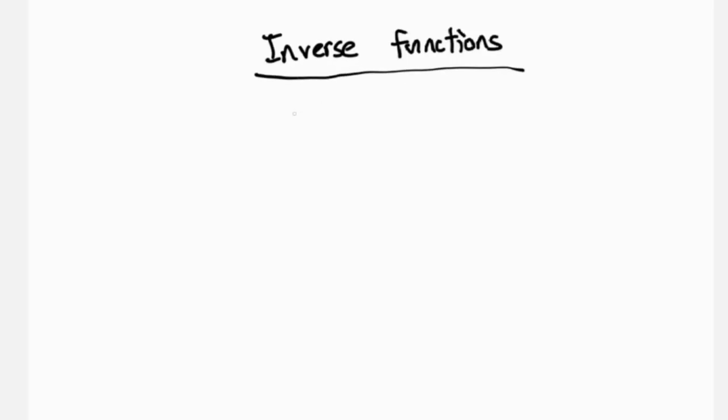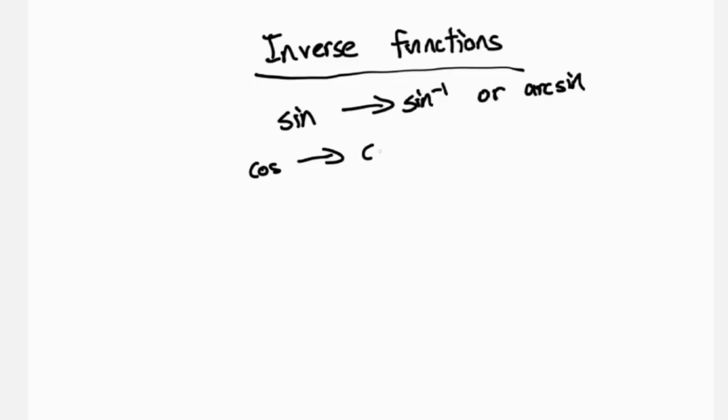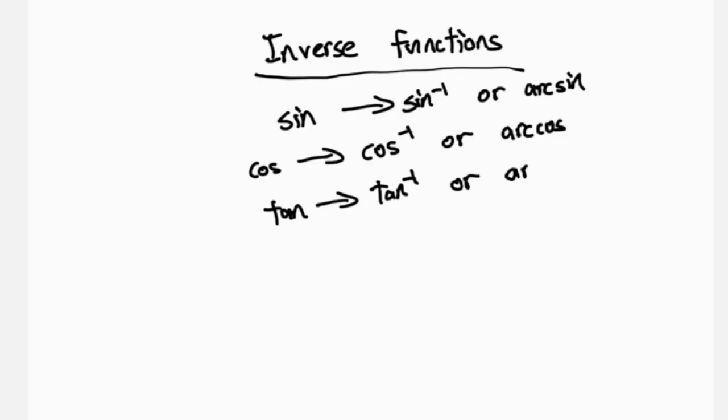Now, what about inverse functions? The inverse of sine is just inverse sine, with sine^-1, or arcsine. Inverse of cosine is cosine^-1, or arccosine. And the inverse of tangent is tangent^-1, or arctangent. These inverse functions do the opposite of what the normal functions do.